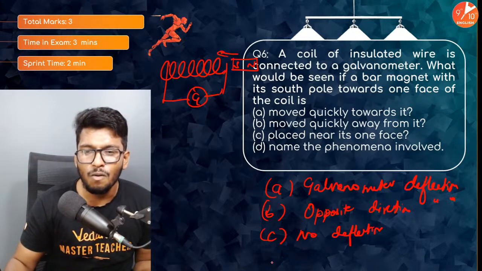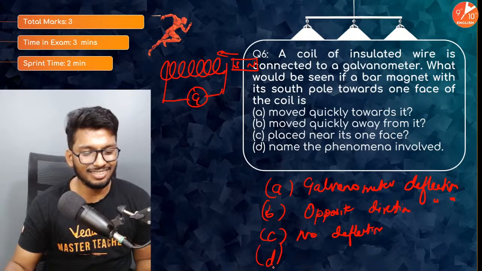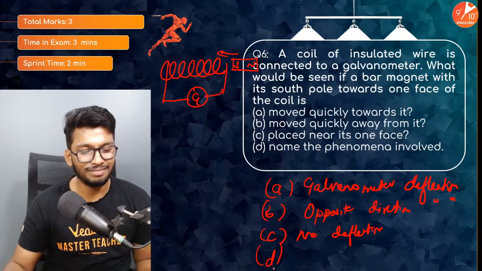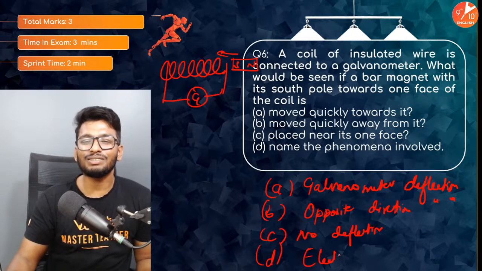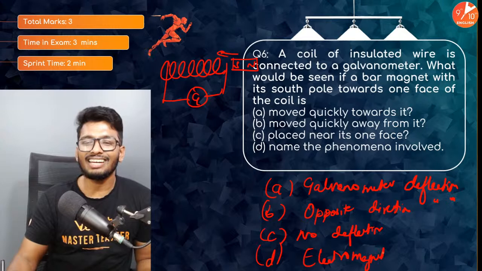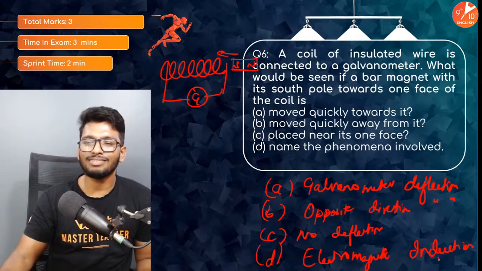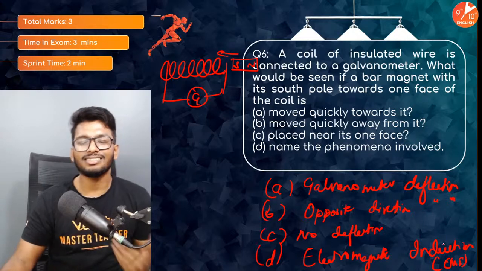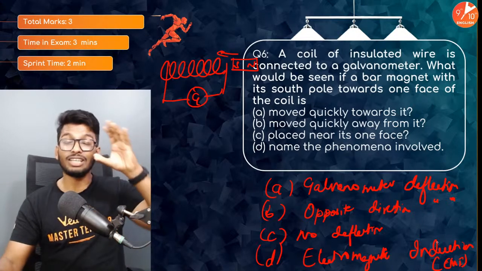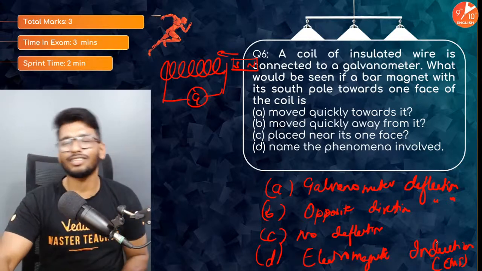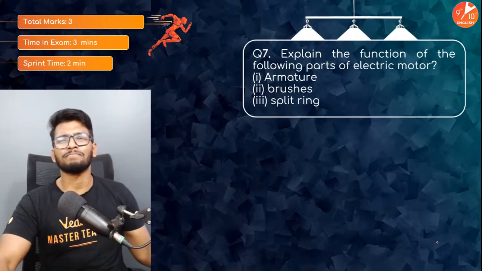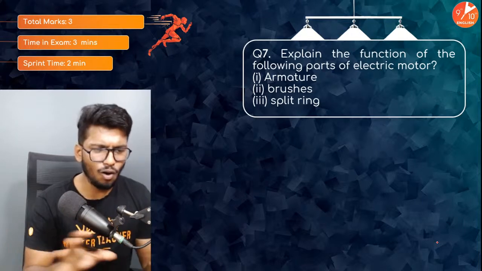Last question, what is this phenomenon called? Very simple. Exactly, electromagnetic induction or EMI. Simple. 3 marks, easy peasy. You can easily get these by just knowing the concept. Don't have to do anything else. All right. Okay. I hope it's clear so far.